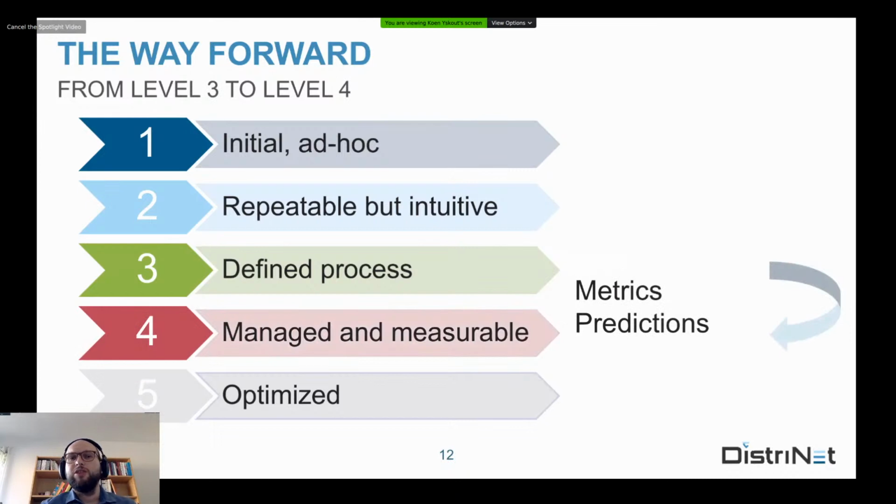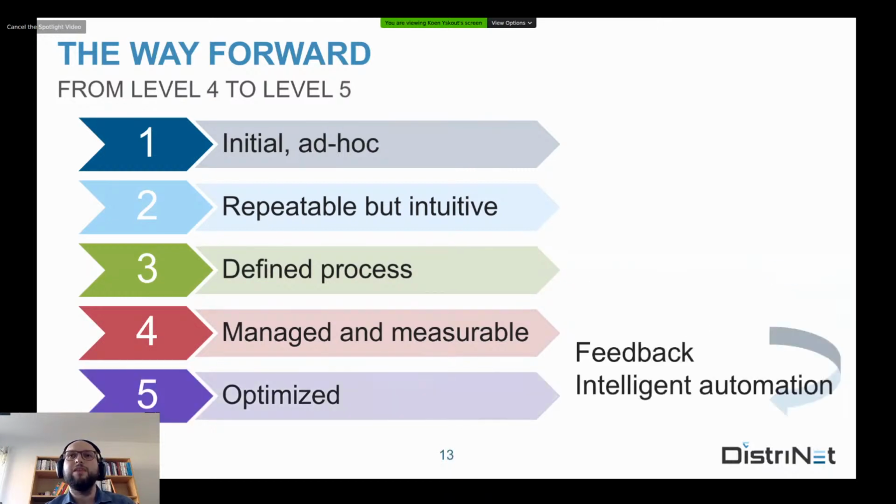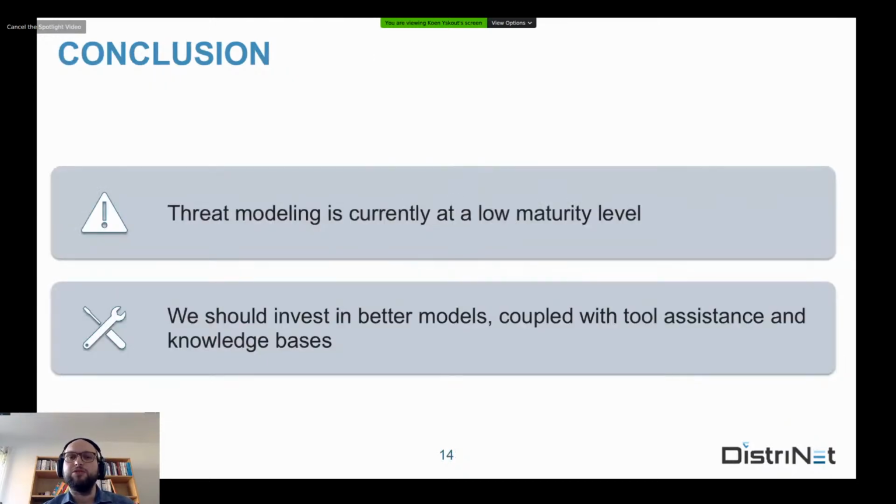For the fourth maturity level, we need metrics to assess the quality of a threat model and the process that was used to create it. These metrics should help to manage the process and make predictions about cost-benefit trade-offs, for example, to assess whether some threat model still corresponds to reality. And then finally, the optimized version of threat modeling at level 5 uses these metrics from the previous level to steer the process in a continuous fashion, leading to dynamic and self-adaptive threat modeling. For example, when the risk for a threat increases, a countermeasure may be automatically deployed or strengthened.